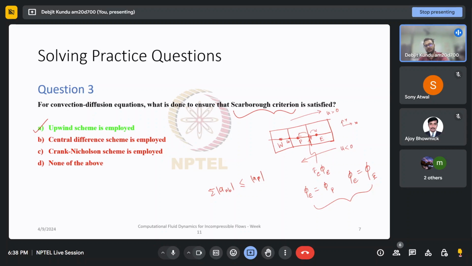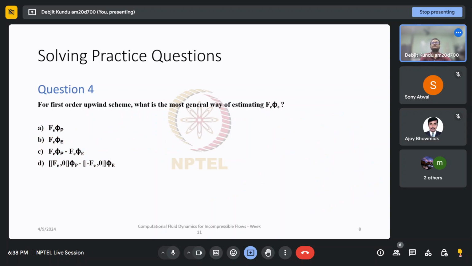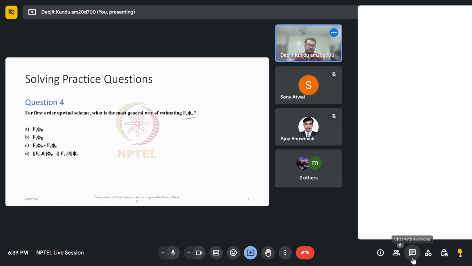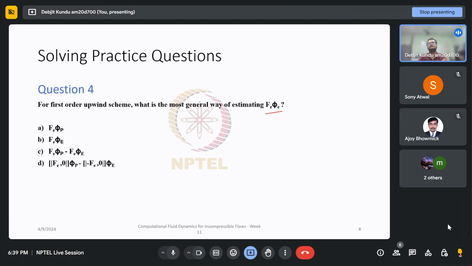All right. So moving along, we move on to question number 4 now, which we just discussed. So for first order upwind scheme, what is the most general way of estimating Fe phi E? Yeah, I see a question in the chat box. Interpolation. No, not really interpolation. It's just taking 2 points, taking either point in the upwind direction. Now, if we use interpolation, then that is called a mean value approximation, and that becomes a central difference. That is not upwind.